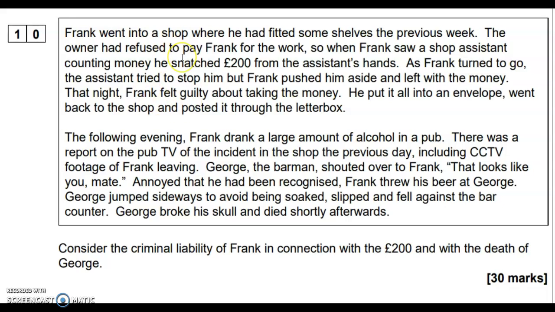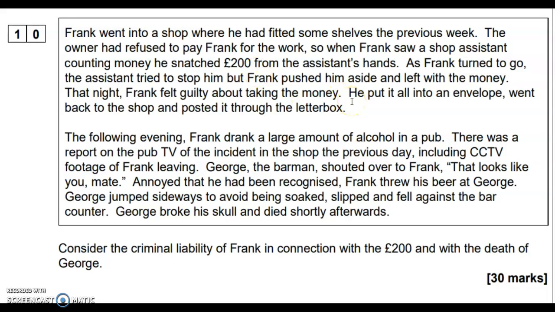But I would be identifying that Frank might be liable, or might be guilty, for a robbery against the shop assistant when he snatched the money and pushed him aside. I would define robbery, explain robbery using cases, and apply it back to the characters. Application here: we've got the snatching of the money and leaving the shop with it.